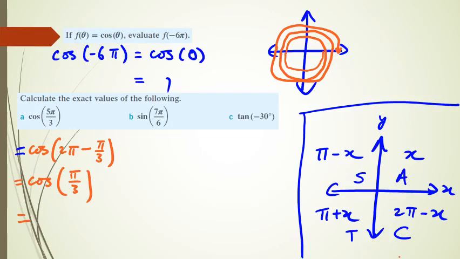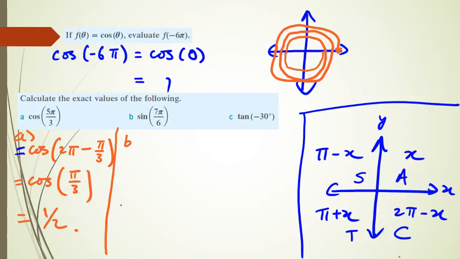Cos of pi over 3, or in other words, cos of 60 degrees, what's that? 1 over 2. Who thinks it's a half? Put your hand up. Who thinks it's root 3 over 2? Put your hand up. Who has no idea? It's a half. You've got to have it memorized.